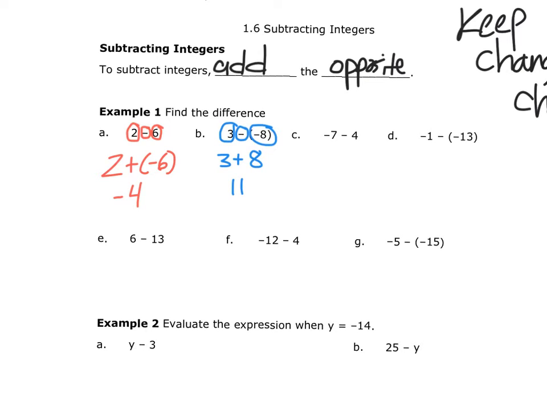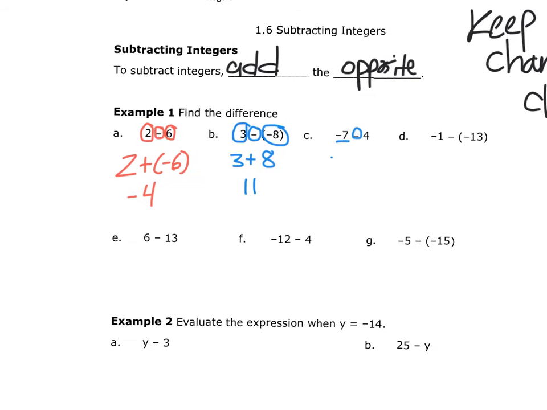So this only works for subtraction, so the key thing I'm looking for is the subtraction sign to begin with. So that has a subtraction sign, so I'm going to keep the first one the same, change the middle sign to a plus, and change this positive 4 to a negative 4. And then I add that, and I get negative 11. So next one, I'm going to keep, change, change. So keep the first one, change that minus sign to a plus sign, change that negative 13 to a positive 13, and then use my rules from yesterday. And I get 12.